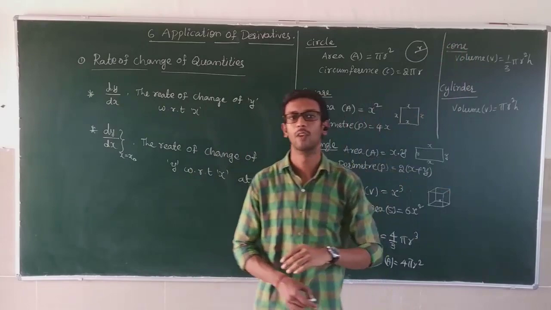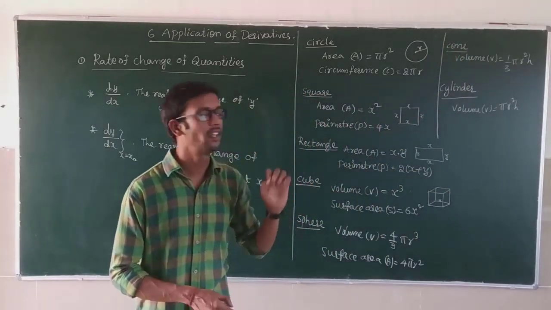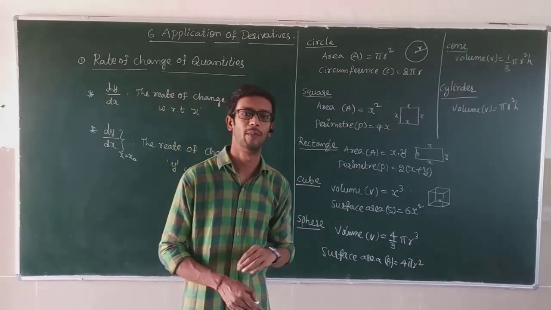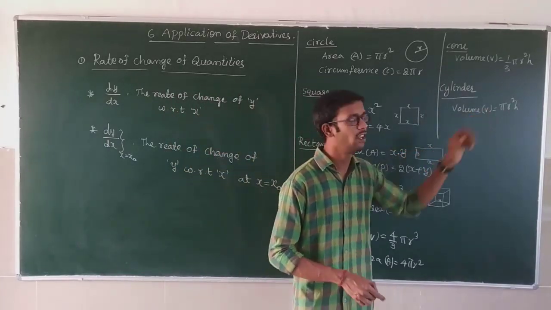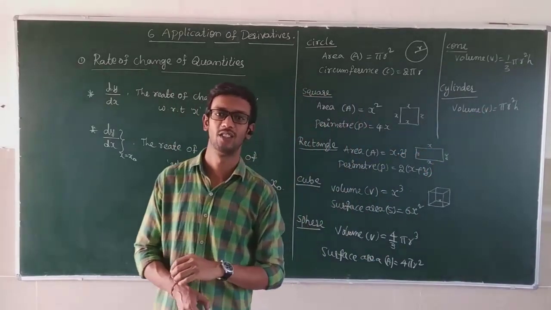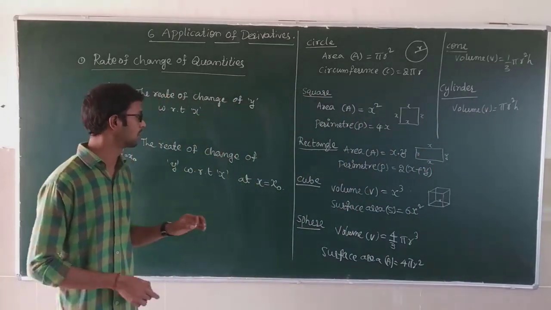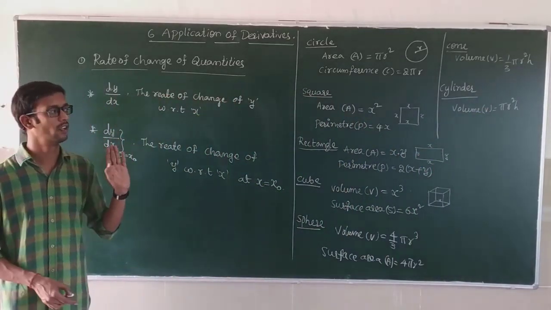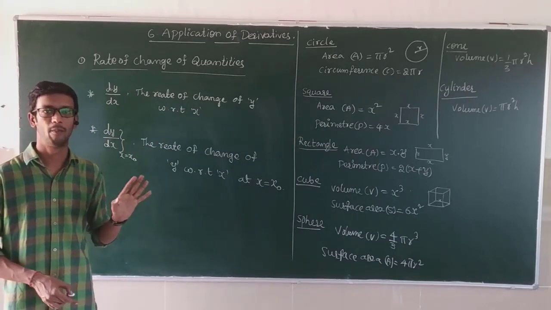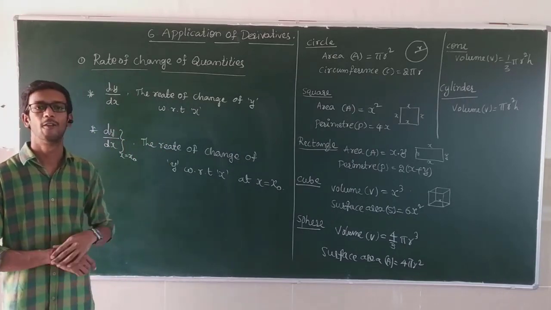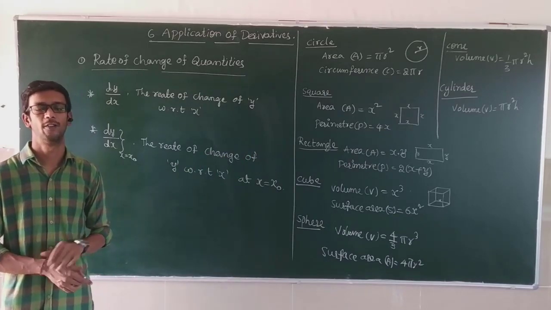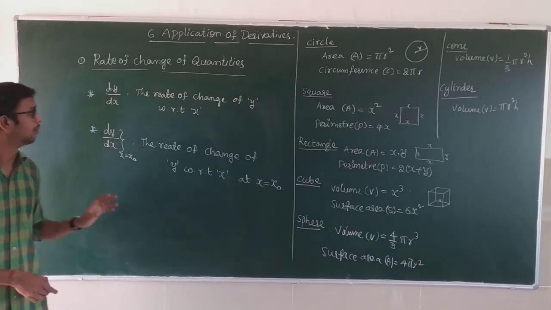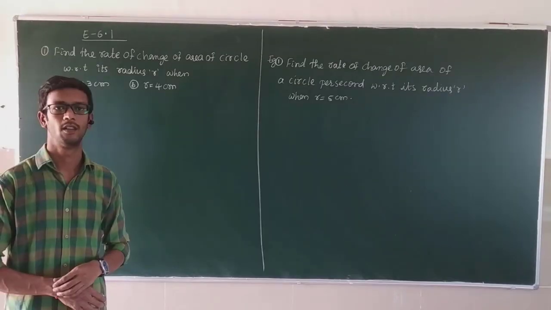Cone volume V is equal to 1 by 3 pi r square h. Cylinder volume is pi r square h. So these are the very important points for exercise 5.1. Formulas are very important here. Pause the video to note them down.